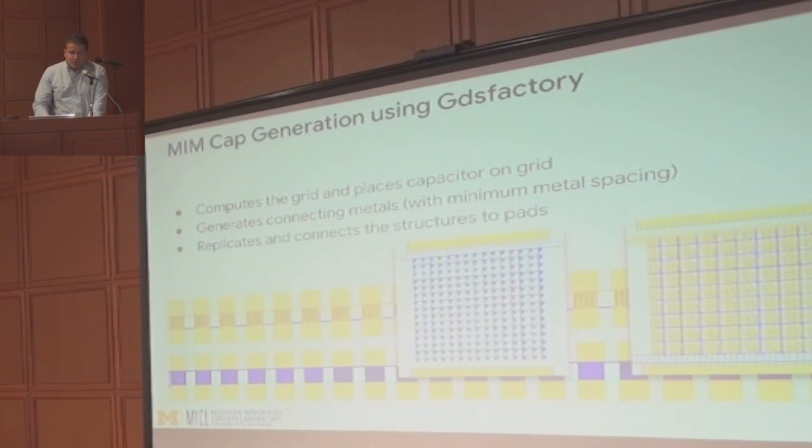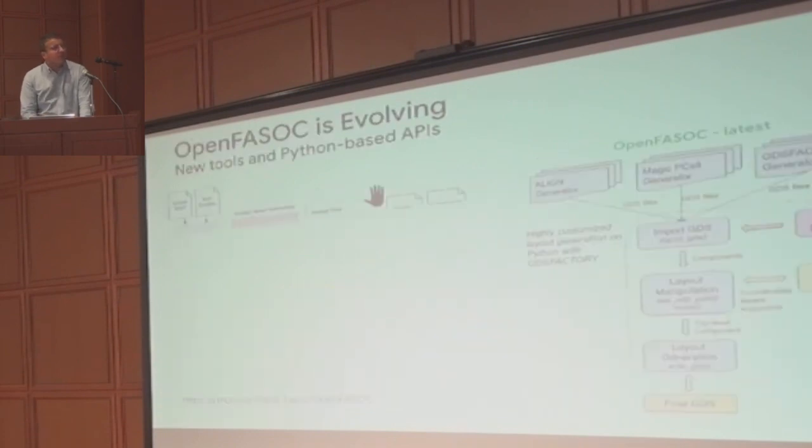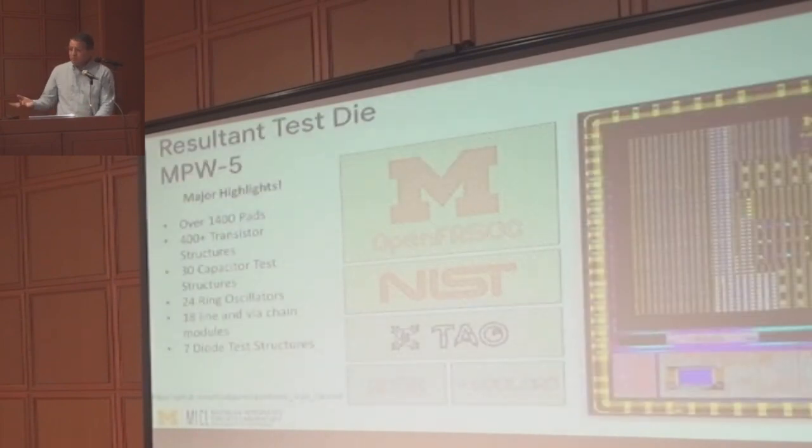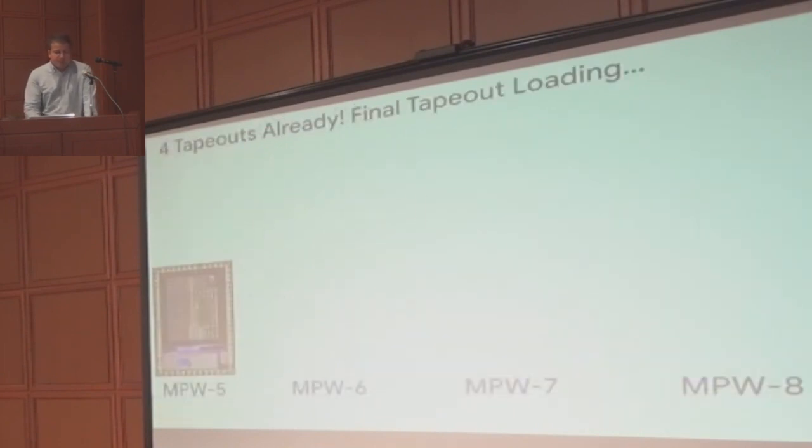Overall, the process of generating the MIM cap test structures or diode test structures boils down to a few steps: using the APIs to compute and place the small capacitors on the grid, generating the connecting mesh metals, and replicating the structures as needed. So when you have these APIs available, you can just use them and you can get a lot of things done. By the end of the tape-out, which took 2 months by the way, we were able to crank out 1,400 pads for 400-plus transistors and so on. This wasn't heard of by NIST, so they were pretty excited about our framework.